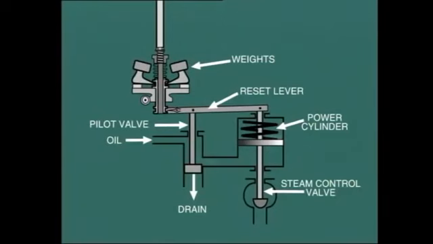This, in turn, allows more high-pressure oil to enter the power cylinder and raise the piston against the compression spring. This movement of the power piston opens the steam control valve and allows more steam to enter the turbine, which causes its speed to increase. Also note, as the power piston rises, the reset lever lifts the pilot valve back into the neutral position again.